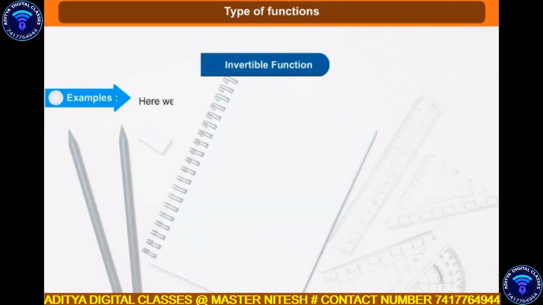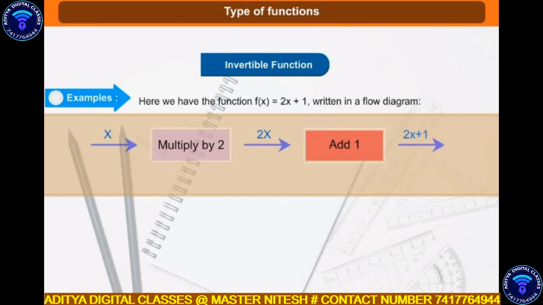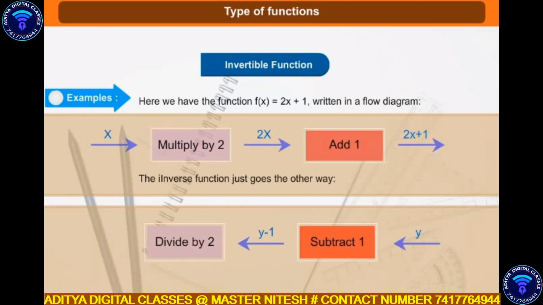For example, here we have the function f of x equal to 2x plus 1 written in a flow diagram. Fed x as input to a multiplying by 2 machine, we get 2x. It is then fed to an adding 1 machine which gives 2x plus 1. Consider an inverse function: y goes the other way as y is fed to a subtract 1 machine which gives y minus 1, which is fed to a divide by 2 machine which gives y minus 1 by 2. So, the inverse of function 2x plus 1 is y minus 1 by 2.